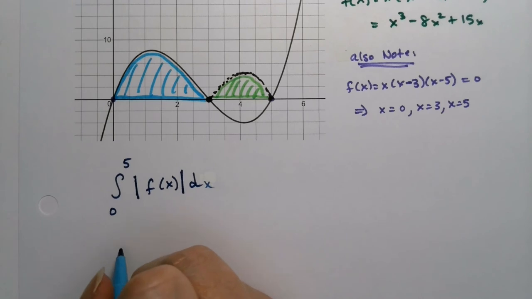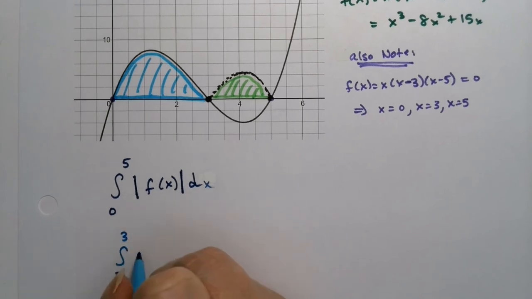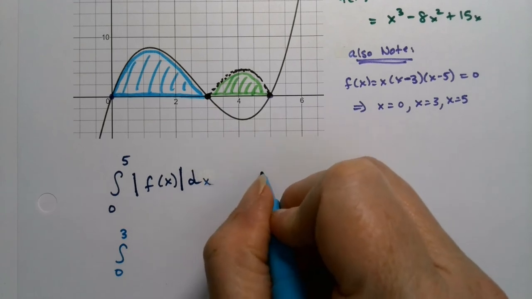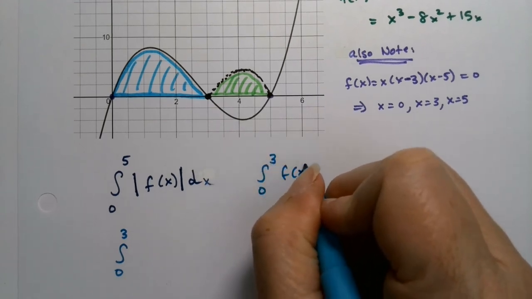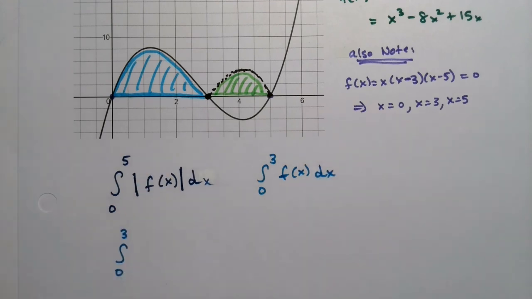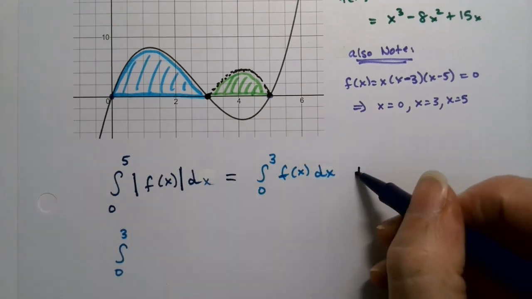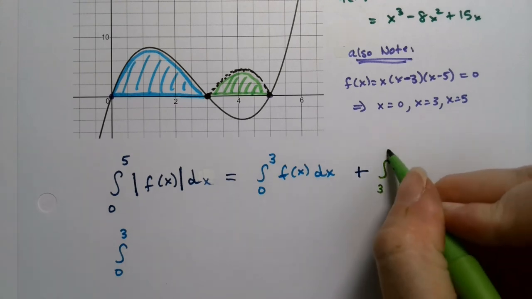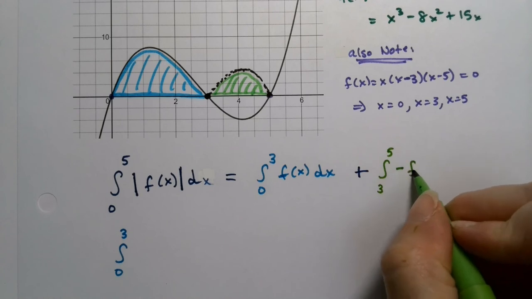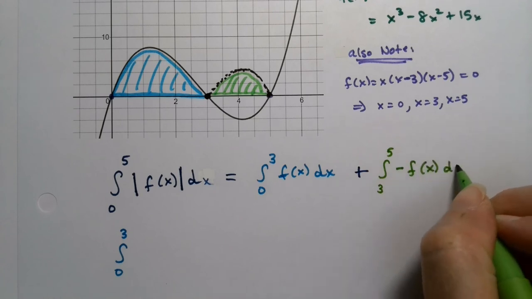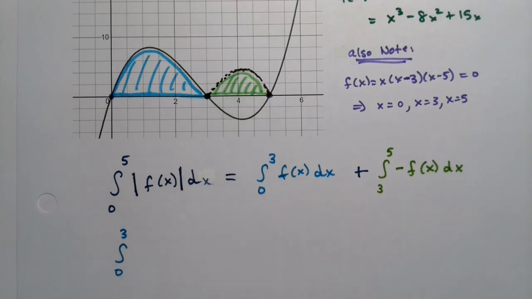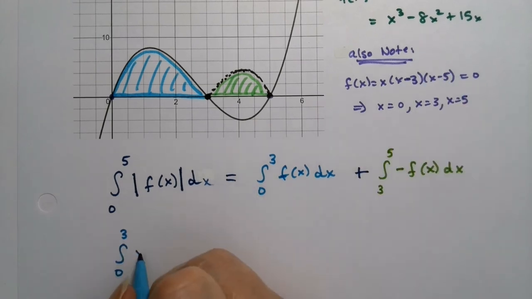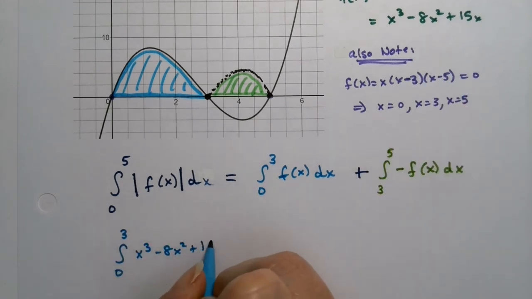So what we're going to do is take the integral from 0 to 3 of f of x dx, plus another integral from 3 to 5, but it's actually going to be the negative of f of x. That's how it's going to cause it to go up like that. So I'm going to go from 0 to 3 of f of x, which was x cubed minus 8x squared plus 15x. Now we see why I did it.